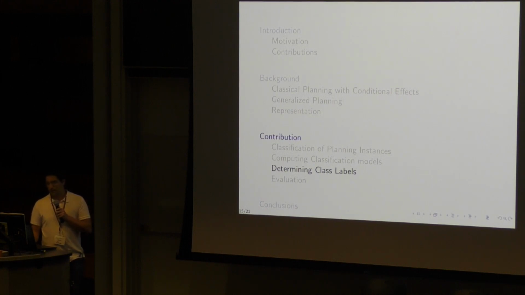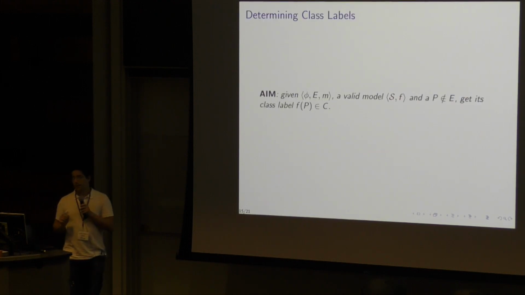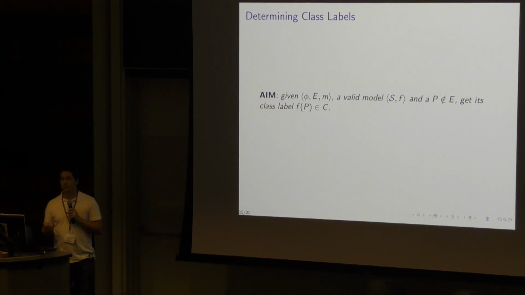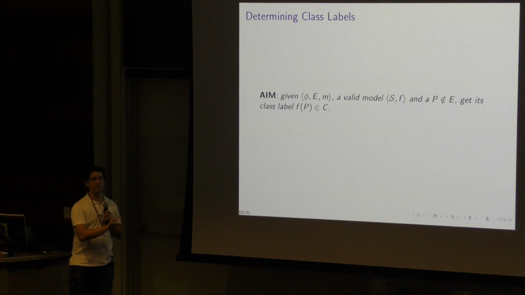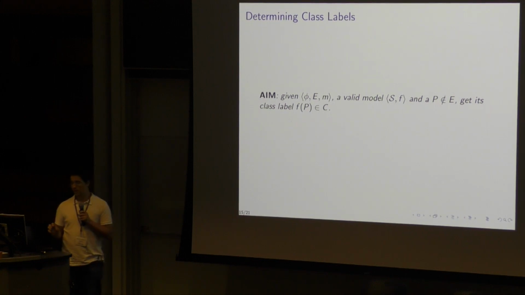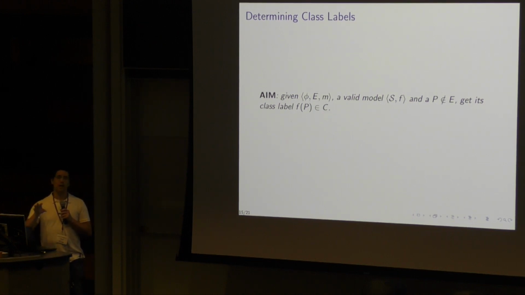So about determining class labels. The aim of determining a class label is that we have a new planning instance that is not in the original set of unlabeled planning instances. And we want to know which planning program can solve this planning instance. So we have to compile it again into the unsupervised classification task, so we also move it into a new classical planning problem.